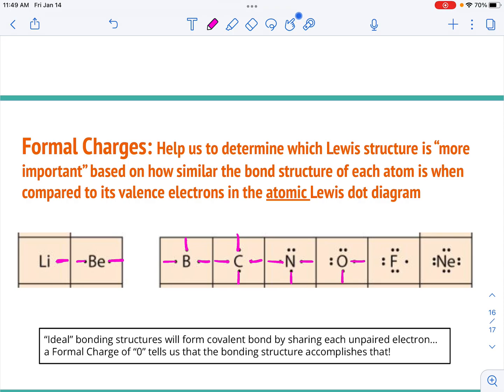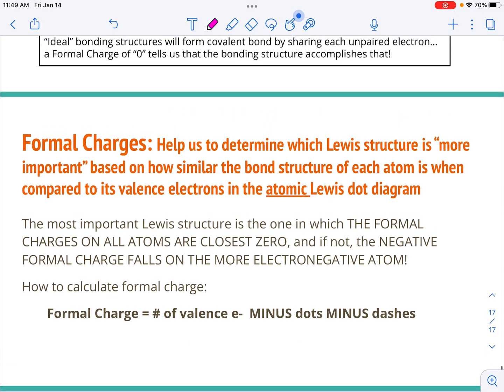Oxygen would have 2 bonds and 2 pair of electrons, and fluorine would have 1 bond and 3 pair of electrons. And of course, neon isn't going to need to make any bonds. So formal charges let us evaluate how close our structure is to this, all right?